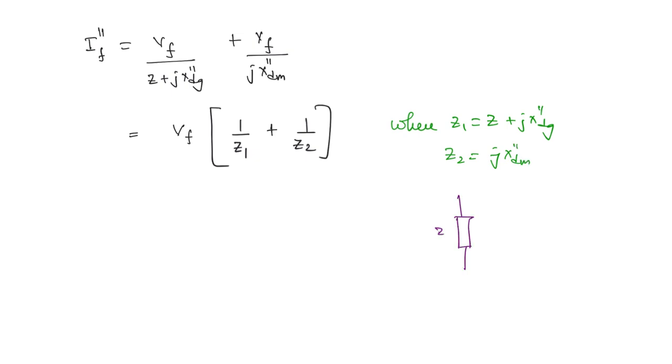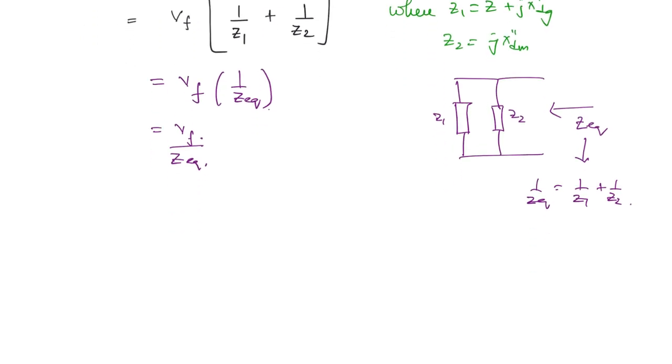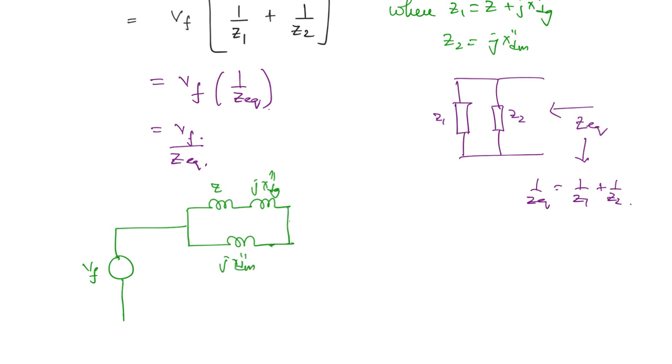If you are taking Z1 and Z2 in parallel, then what will be Z equivalent? It will be related to these two as 1 by Z1 plus 1 by Z2 is equal to 1 by Z equivalent. So this entire thing you can write as 1 by Z equivalent. This is nothing but Vf by Z equivalent, where Z equivalent is the equivalent impedance when Z1 and Z2 are connected in parallel like this. So from here you will be able to get a circuit like this. You have the voltage Vf and here you have Z plus Jx dg double dash and Jx dm double dash, and the current that is flowing here is the fault current.